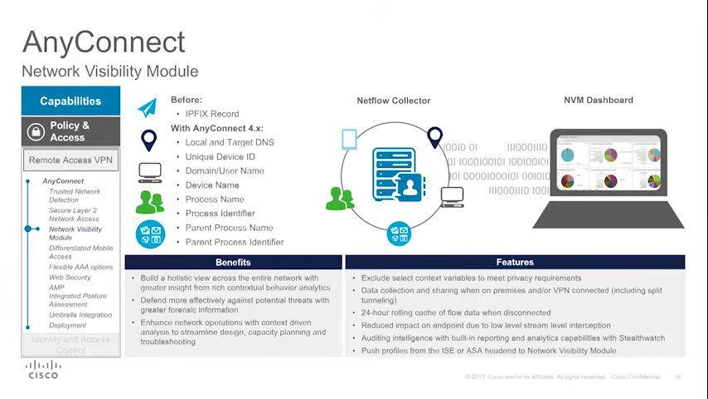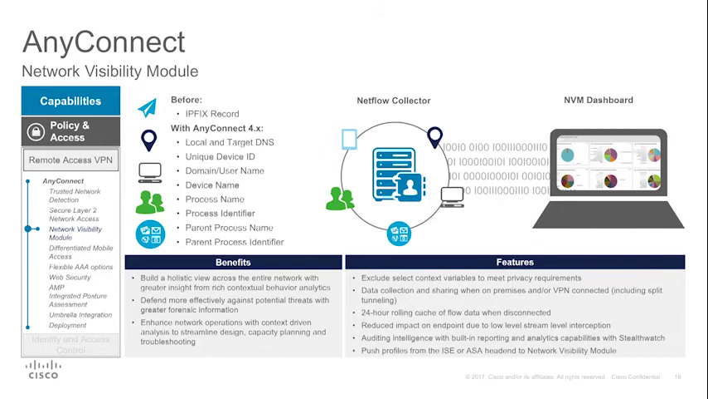The data shared also includes additional context, such as DNS local and target, logged-in user, device name, process name, and ID. The Network Visibility module has a range of operational policy controls, such as not collecting certain user, device name data, and DNS information for privacy reasons, or only collecting and sending flow records when on a trusted network.